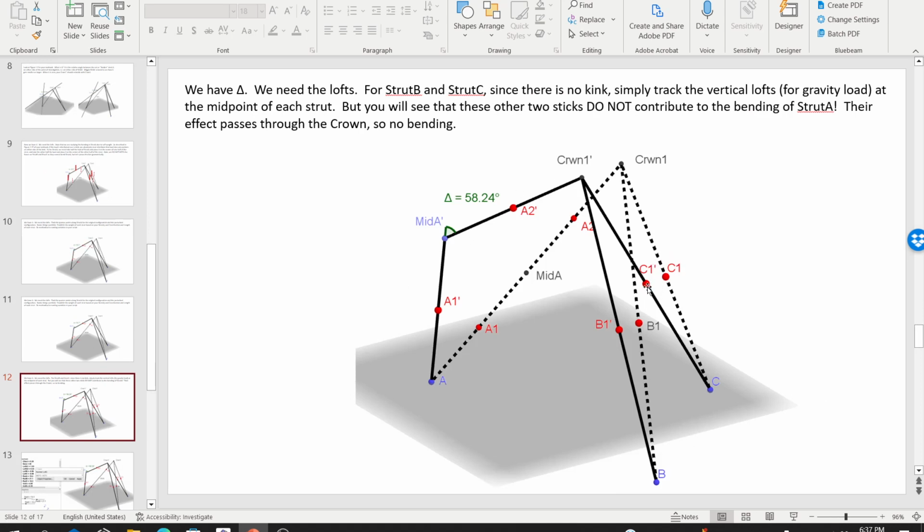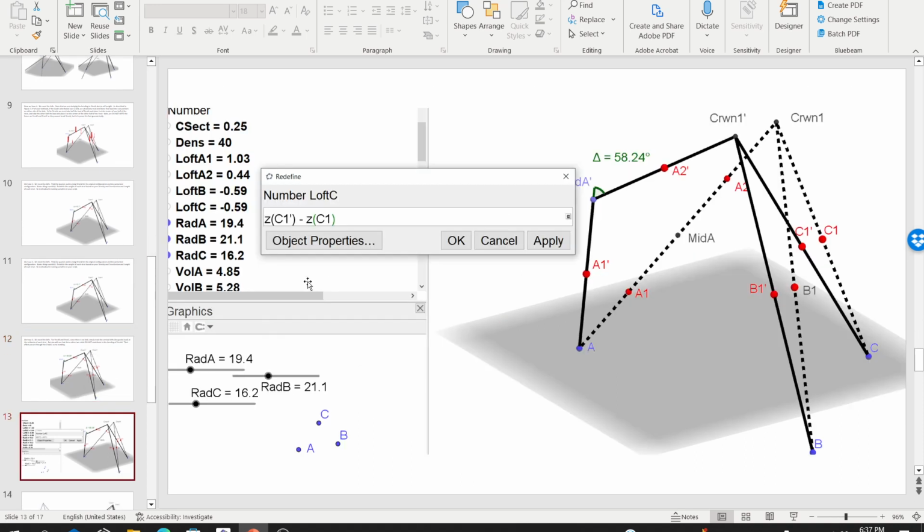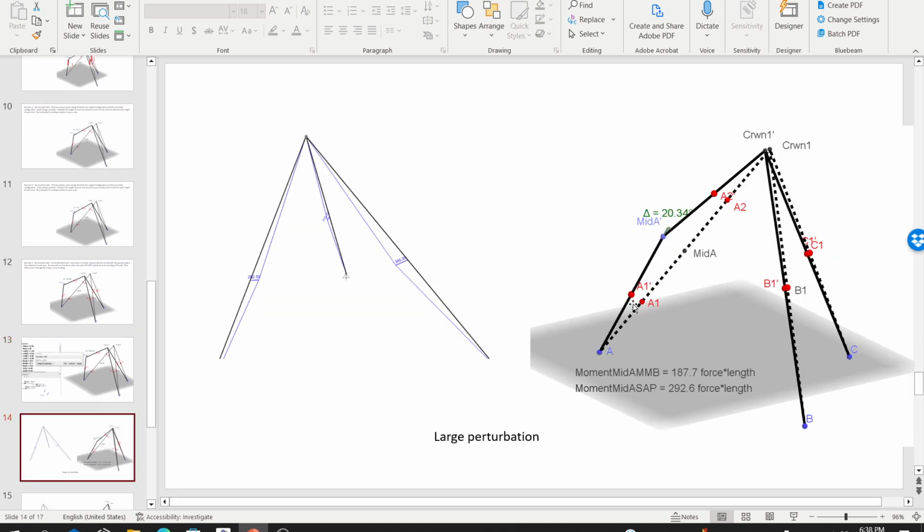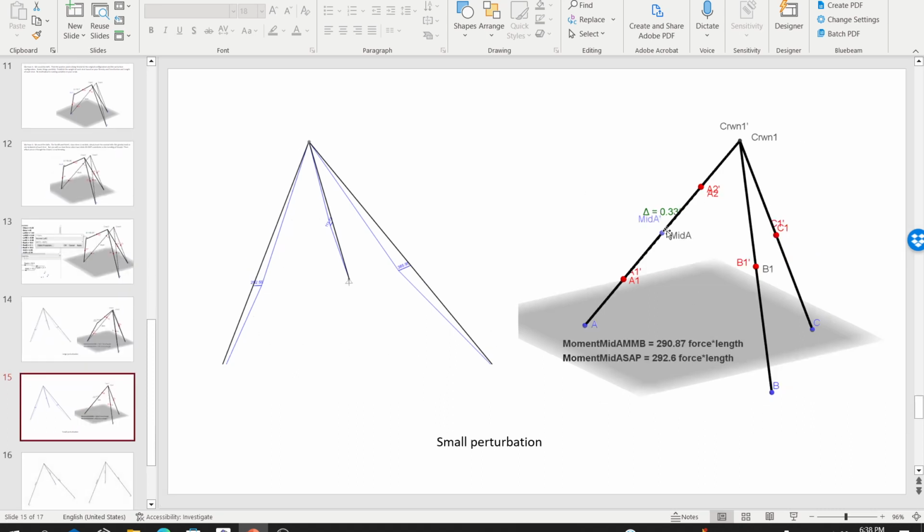So it looks like C1 and C1 prime have a component, but they don't. It's actually 0. So you could do this geometrically, or just type it in just to capture that loft. And here's the answer. This is a finite element program, 292.6. And for a large perturbation, I get 187.7 force length. That's self-weight. I just put in a self-weight here. And then when the perturbation gets really small, I get the exact answer.